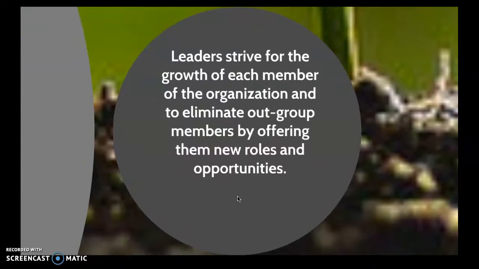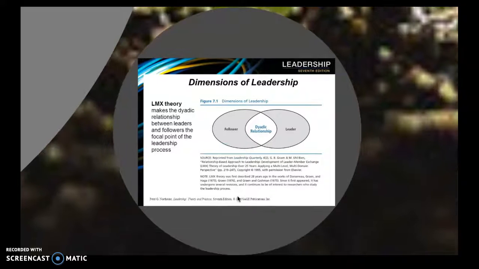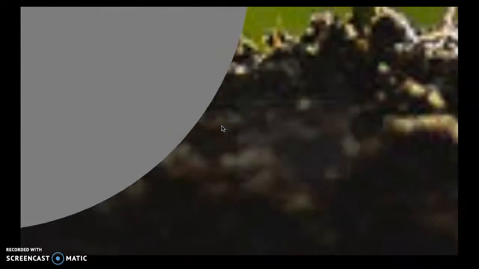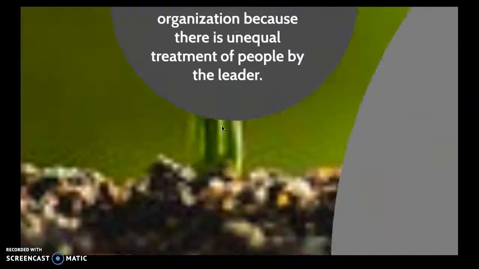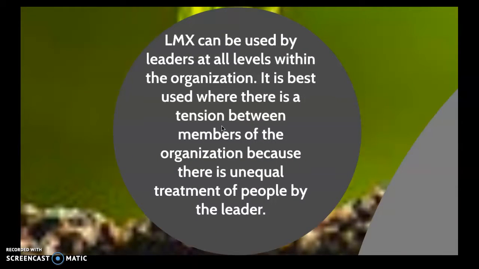But leaders strive to make out-group members in-group members by offering them opportunities and new roles. So they strive to build this dyadic relationship between the leader and the follower. So LMX can be used everywhere, but it's best used where there is tension between members of the organization because there is an equal treatment of people by the leader.